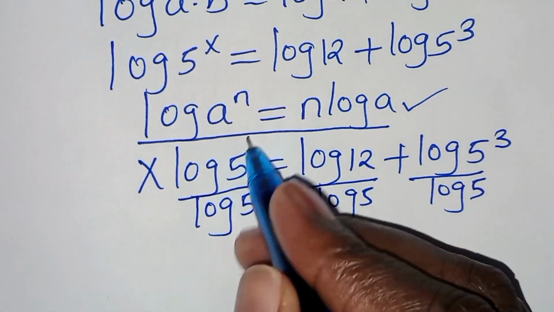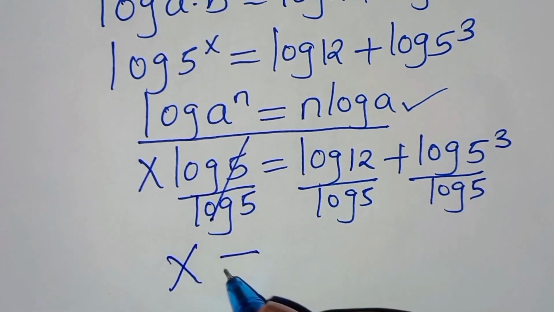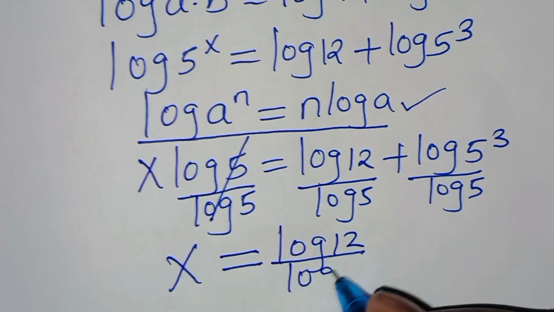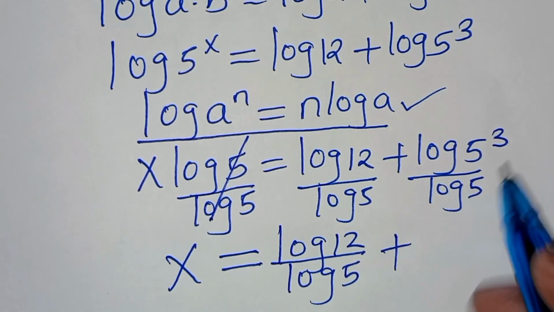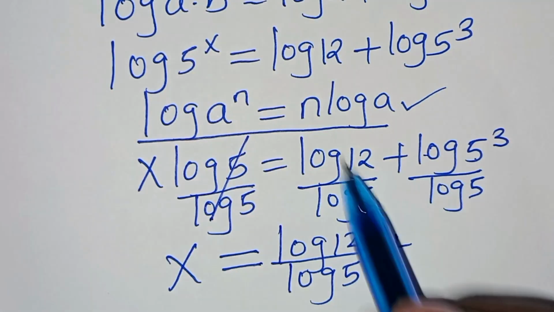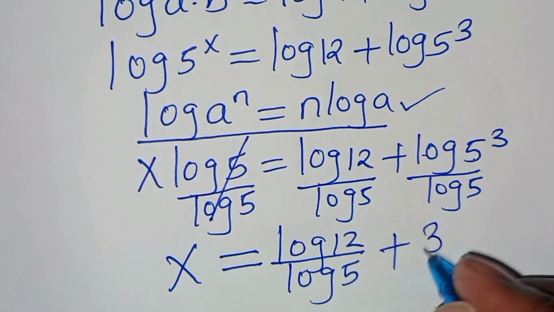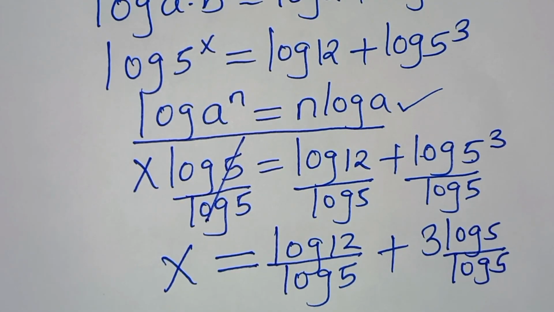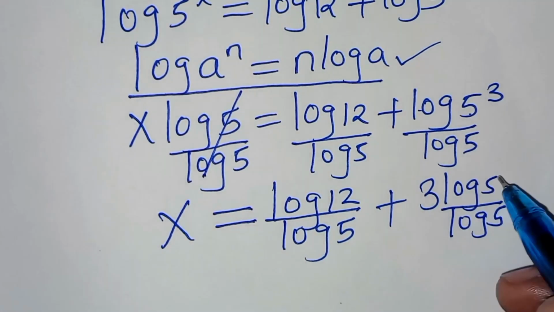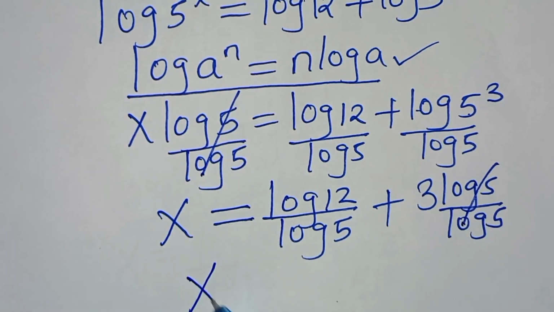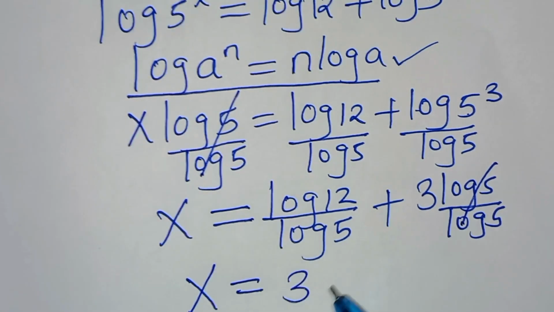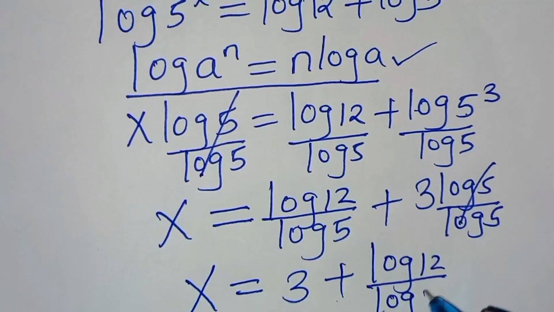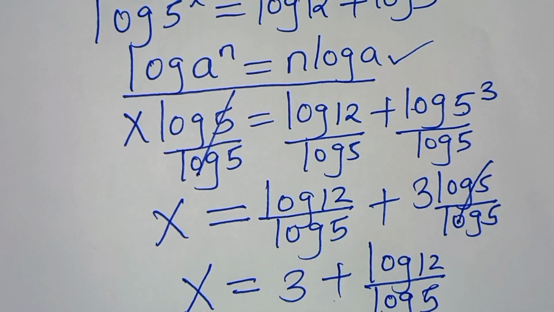So let's simplify here. Log 5 and log 5 will simplify, so that the value of x here will be equal to, here we have log 12 divided by log 5 plus, we can express log 5 to power 3 by applying this power rule property as 3 log 5 divided by log 5. So the next step here is to simplify. Log 5 and log 5 simplifies, so that now here we have x equal to 3 plus log 12 divided by log 5. So let's proceed from here.